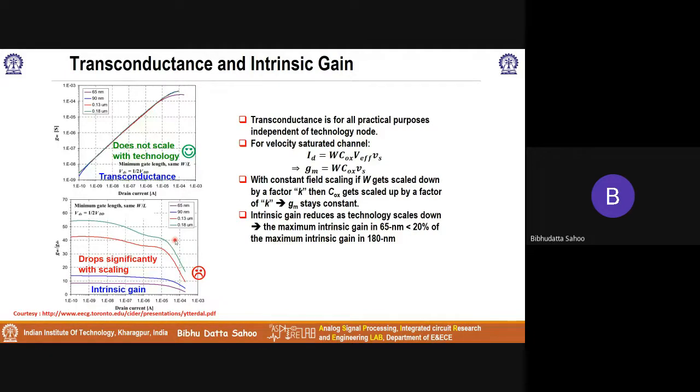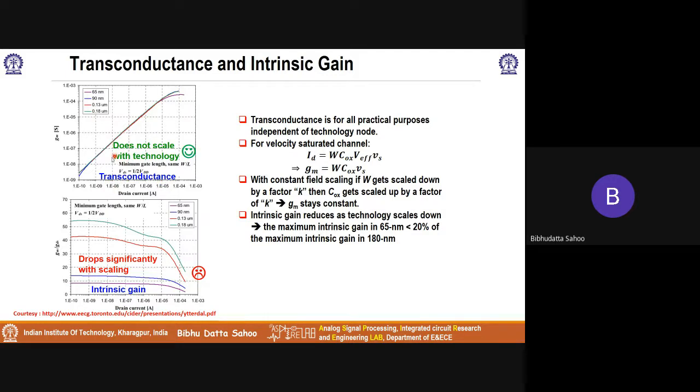First, keep in mind that a transistor is a gm device. So we'll talk about how gm scales with technology. Then we'll talk about how gm over gds scales, and gm over gds is nothing but the intrinsic gain. How does intrinsic gain scale with technology? Now let us look at this plot here.